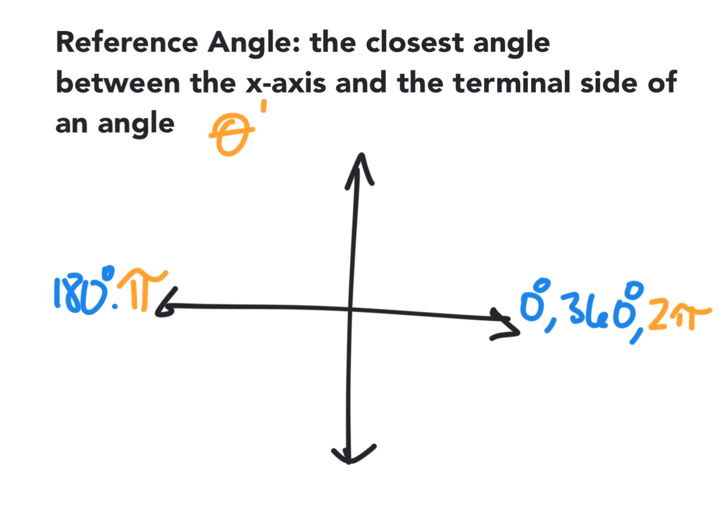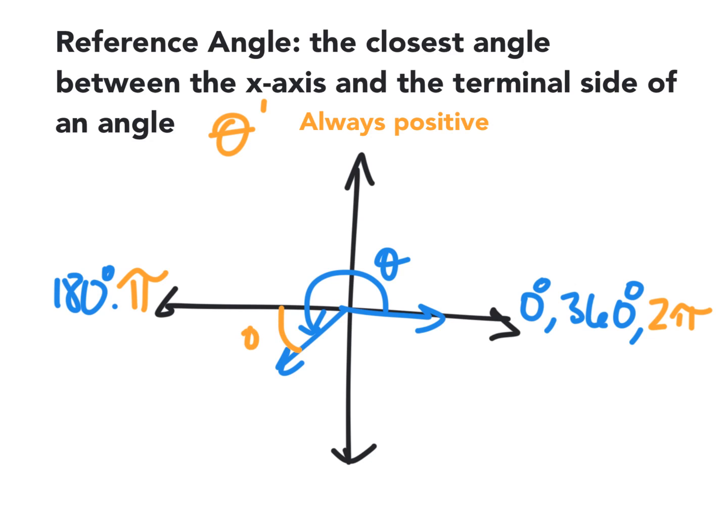Next up are reference angles. These are the closest angles between the x-axis and the terminal side of an angle. A lot of times we write it as theta prime, and our reference angles will always be positive. So if you had an angle like this, where theta is sweeping around, the reference angle would be this angle right here, because it's the closest angle between the terminal side and the x-axis.